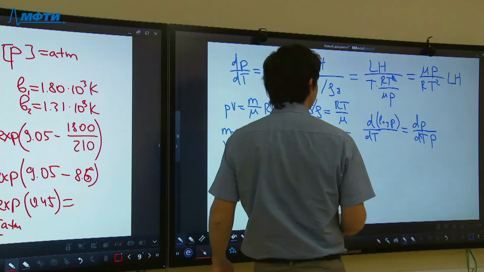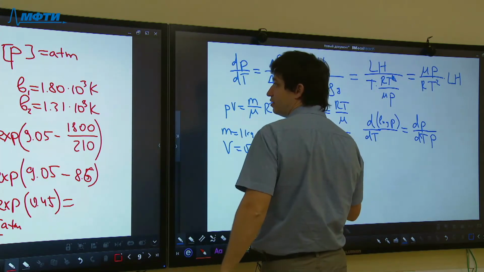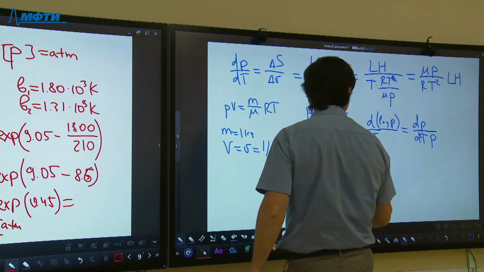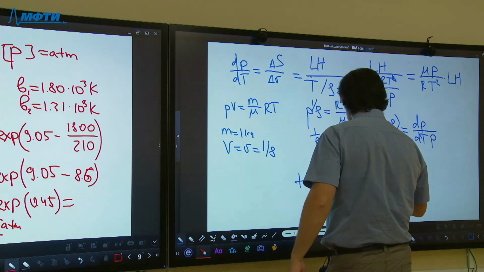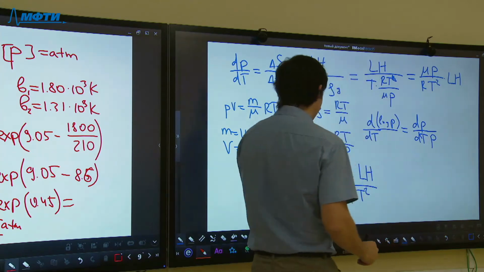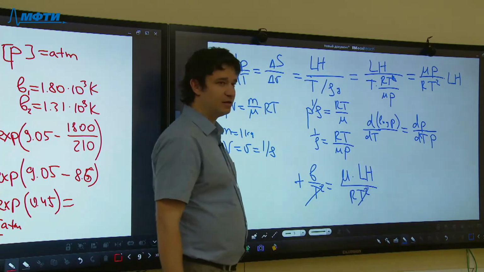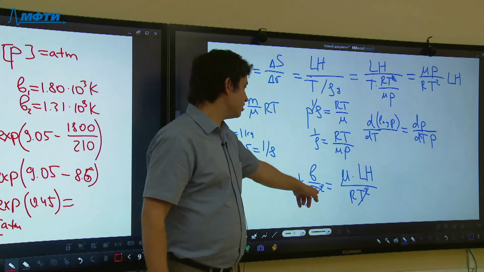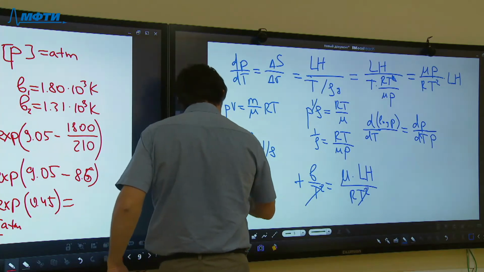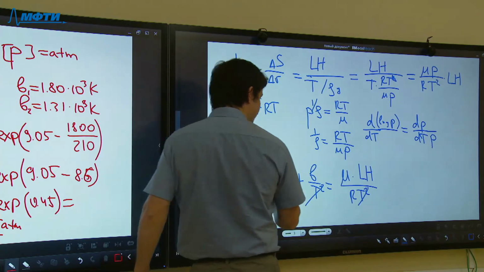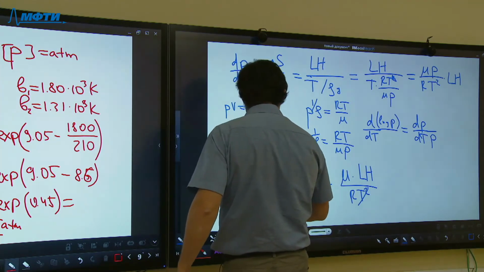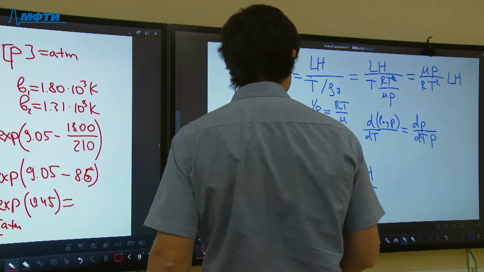So now I would get the following: plus b over t squared is equal to mu times latent heat over RT squared. Okay, t squared is eliminated from here, so that is how it should be. So temperature is really not needed. So then I can get the latent heat as R times B over mu.